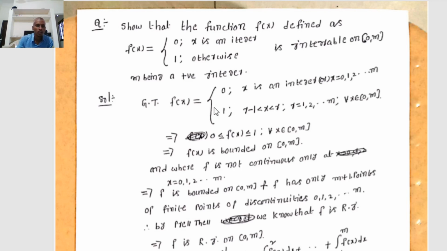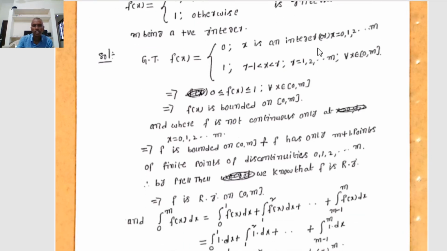Therefore, the function f of x is defined such that for any x value that is an integer on the interval 0 to m, the image is equal to 0, and for x on the interval 0 to m except integers, the image must be equal to 1. Therefore, given that the function f of x is defined as f of x equal to 0 such that x is an integer, that is x equal to 0, 1, 2, 3 and so on up to m, and 1 such that r minus 1 less than x less than r, except integers.